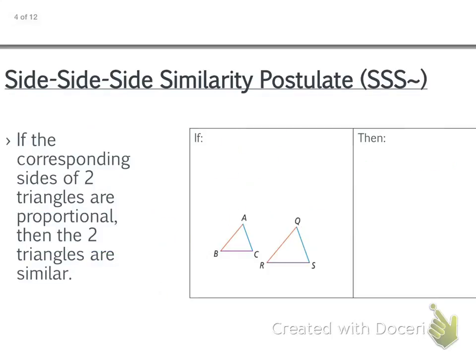And my last one, side, side, side. So if the corresponding sides of two triangles are proportional, then the triangles are similar. So AC matches with QS. It should be proportional to, meaning the same as, the proportion of, let's say, AB, which matches with QR. And then my last set, BC, matches with RS. And if that's true, then we could say triangle ABC is similar to triangle A matches with Q, B matches with R, and C matches with S. So we learned three shortcuts: side, side, side, side, angle, side, and angle, angle.